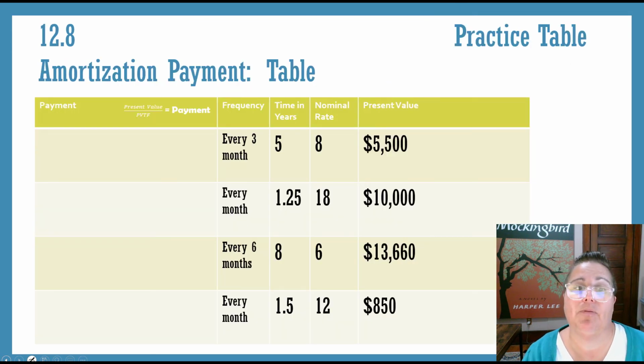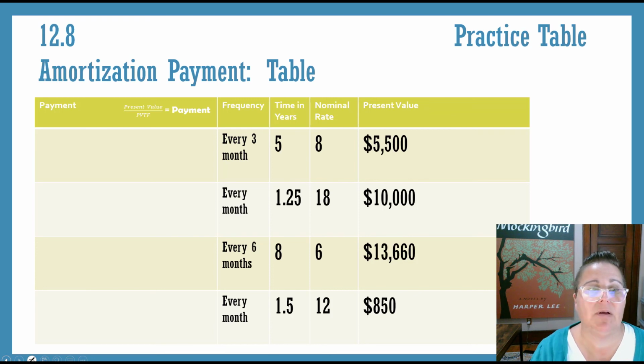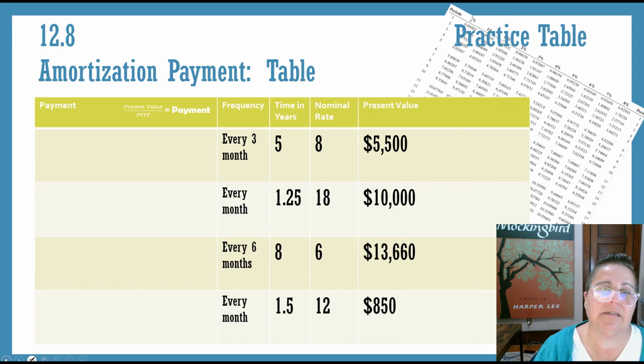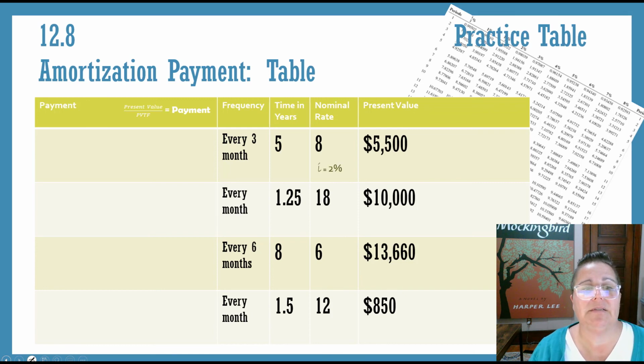I have available a practice table. This is an amortization payment practice table. So we're going to be doing the same things, finding the I and the N, and then the table factor. And in order to calculate the payment, we're going to divide the debt or payout amount by that table factor. So we have an 8% interest every 3 months. So that gives us an I value of 8 divided by 4, because every 3 months is quarterly, or 2%. Total number of compounds would be 20.